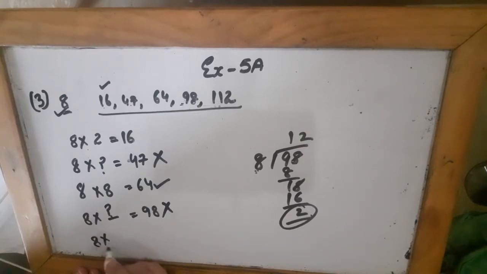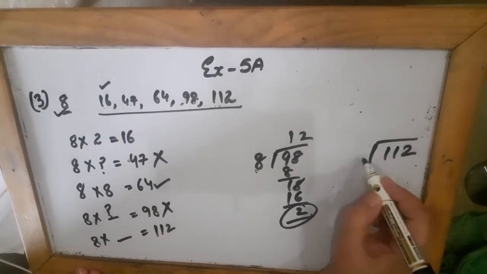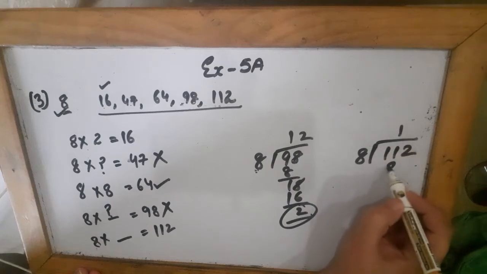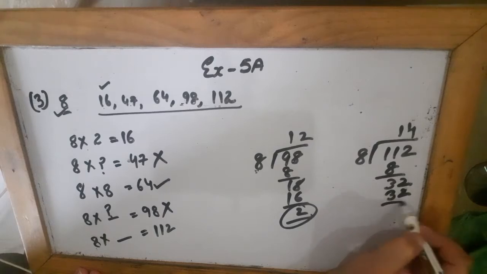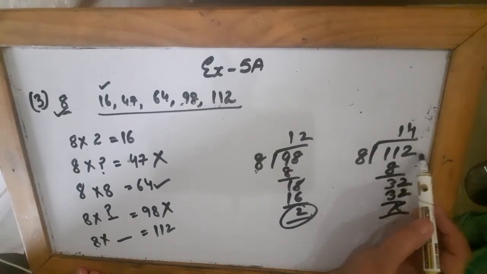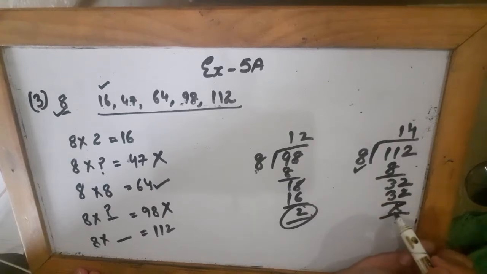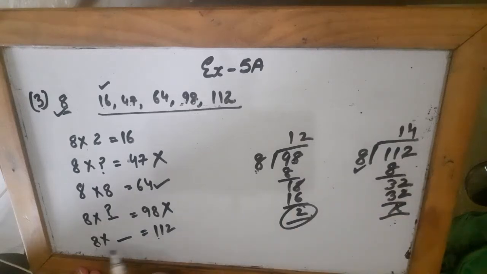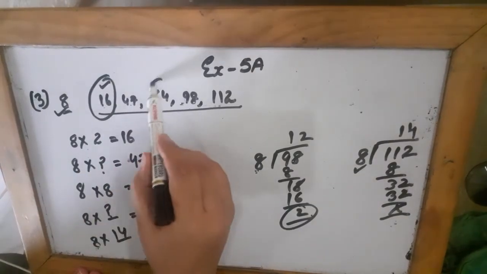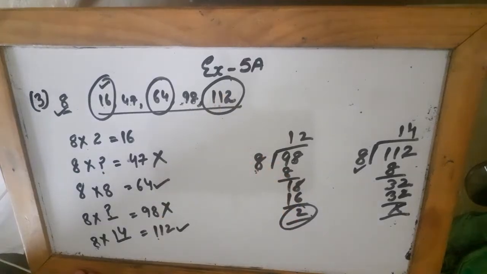Now can I multiply 8 with any number so that I get 112? Let's see if 112 is divisible by 8. 8 ones are 8, and 8 fours are 32. So yes, this 112 is exactly divisible by 8, which means 8 is a factor of 112. So 112 is the multiple of 8. If I multiply 8 with 14, I will get 112. So it means 16, 64 and 112 are the multiples of 8.